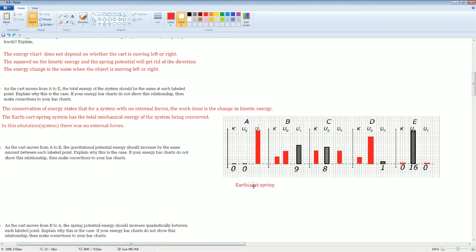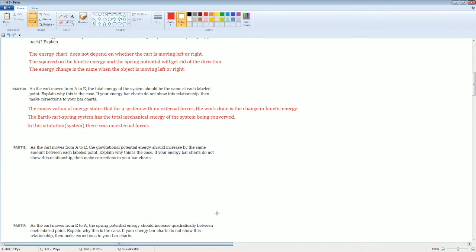Now, let me show you what the Earth-spring system looks like. Yeah, you couldn't really do that because you do sort of need a mass, okay? So that's gonna be weird. All right. But there you go. That's what I'm trying to explain to you how it would look like, okay? All right. So let's look at part E.